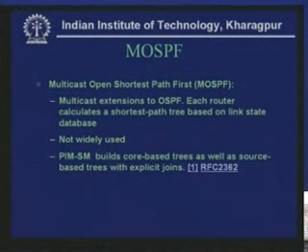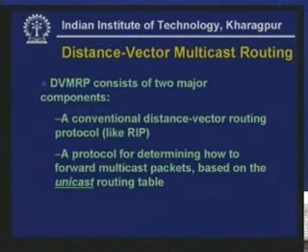In this multicast extension to OSPF, each router calculates a shortest path tree based on the link state database. This is not very widely used. And there is PIM-SM, the sparse mode, and there is PIM-DM also, which build core based trees. They are there, but they are not very widely used, so we will not discuss this.